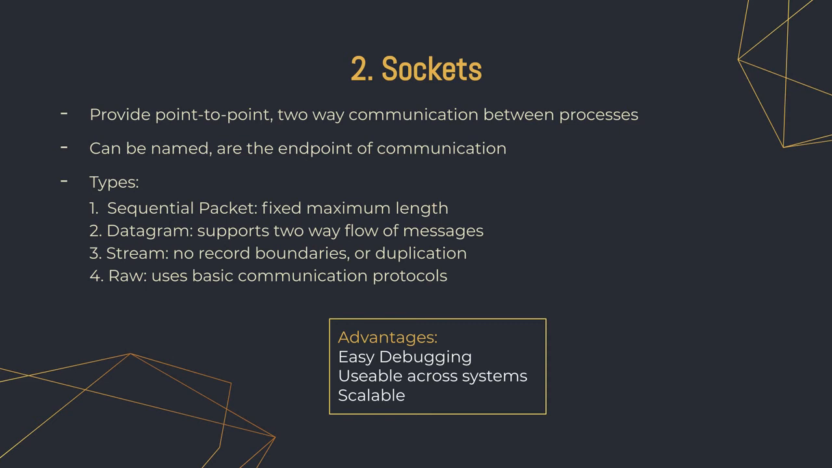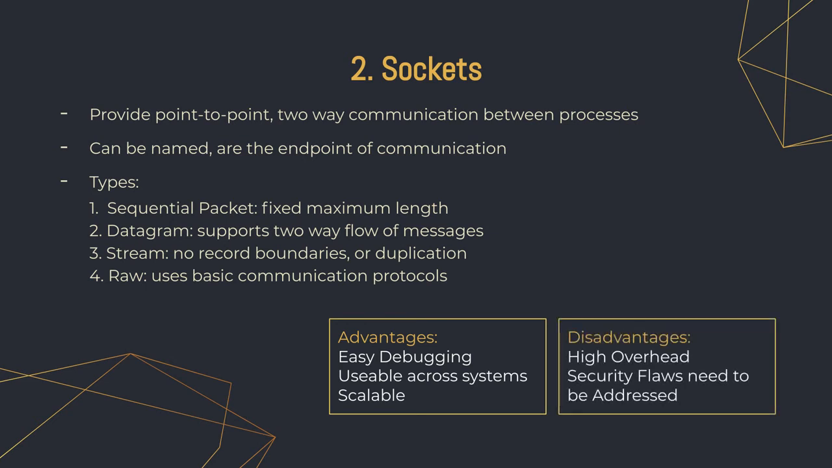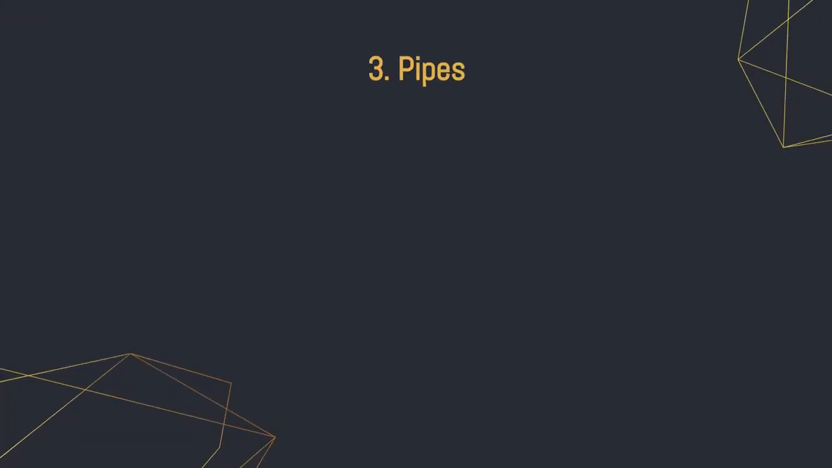The advantages of sockets include easy debugging, usable across multiple systems, and scalability, whereas the disadvantages include high overhead and security flaws which need to be addressed. Third, we've got pipes.